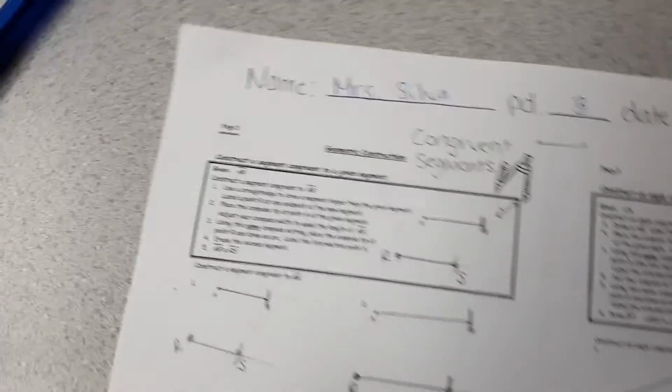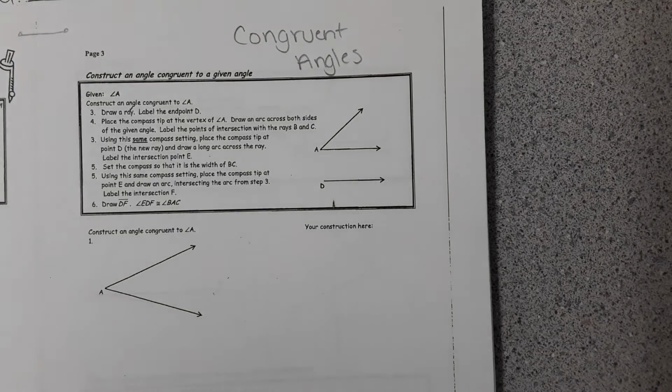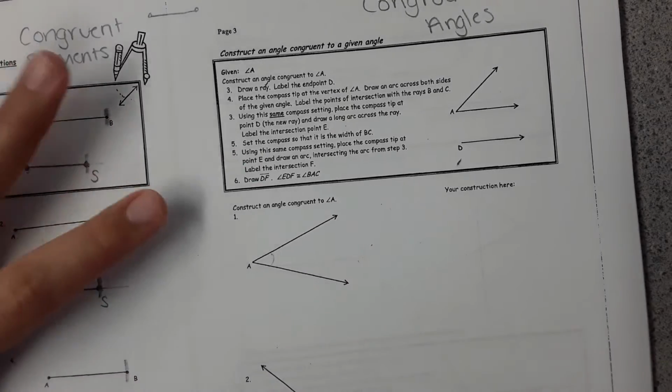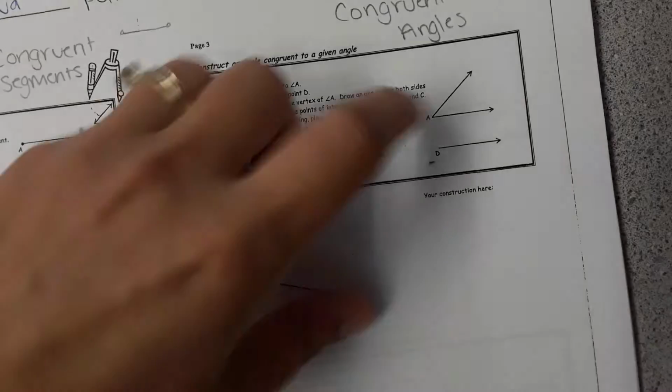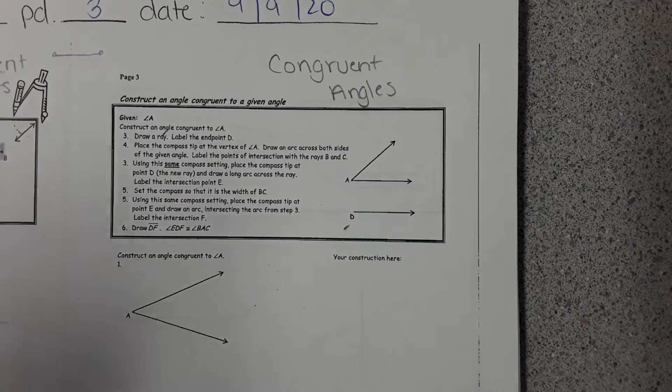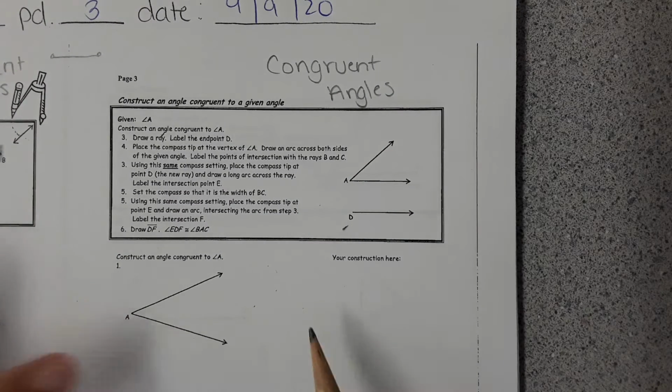Okay, so congruent angles, by definition, are two angles that have the exact same measure. When we talk about the same measure, we're talking about angle measure, meaning the measure inside the angle here. So this is a little small to work with, so we're going to use this as our example here. They gave us one angle, we're going to create a congruent angle to that.